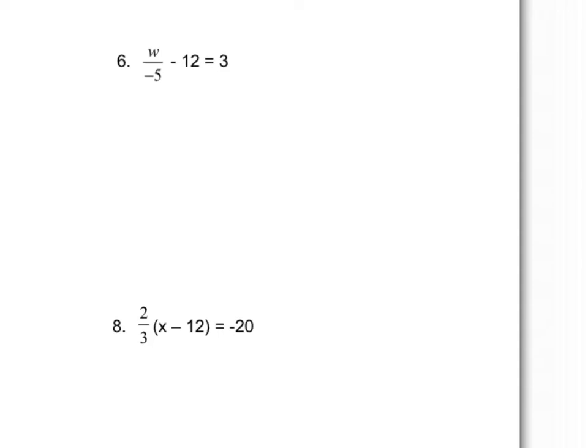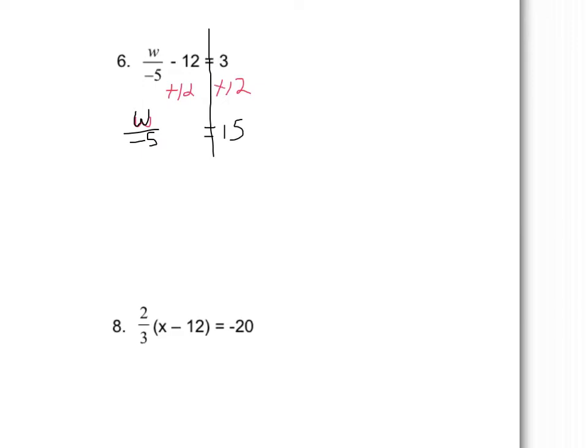Split the sides. And it's already simplified, so I'm going to start solving for x now. So we'll add 12 to both sides. And that leaves me with w divided by negative 5 equals 15.